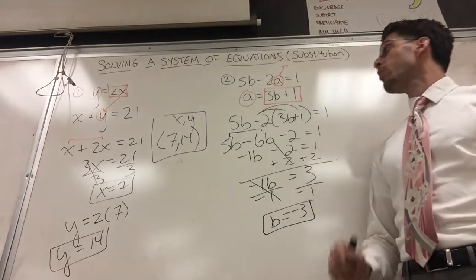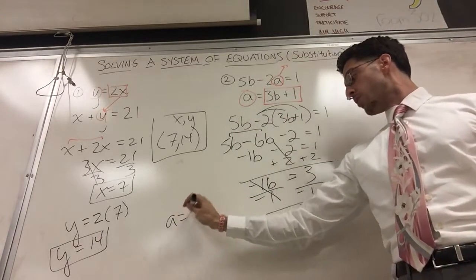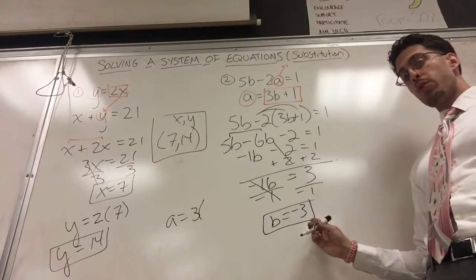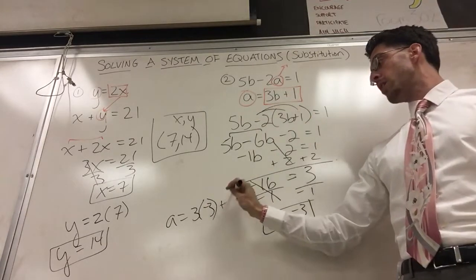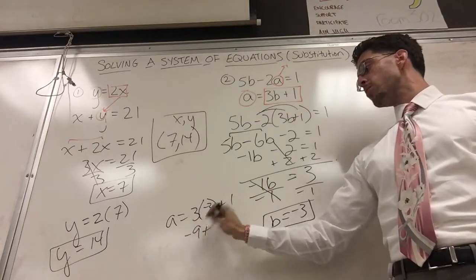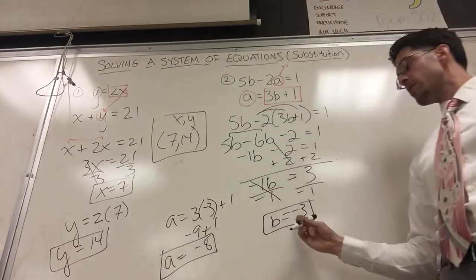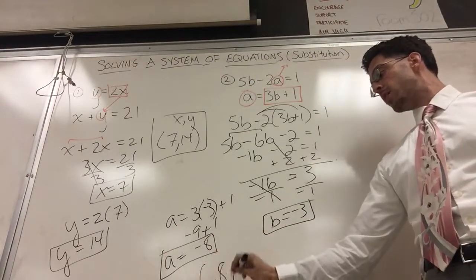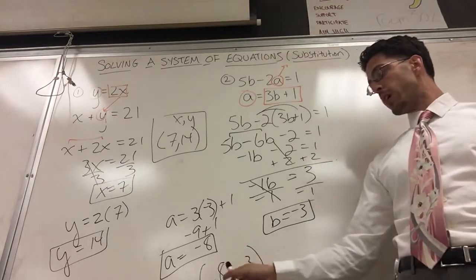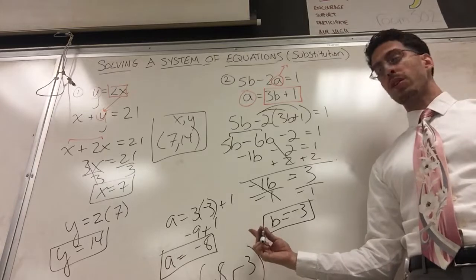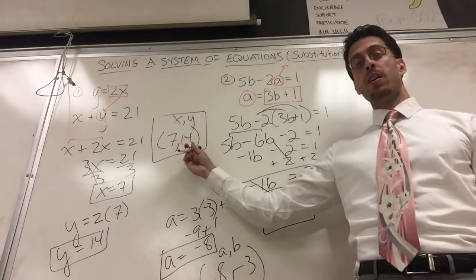Good? Don't forget, a equals 3b plus 1, so a equals 3 times the value of b, which is negative 3, plus 1. 3 times negative 3 is negative 9, plus 1 is negative 8, so a equals negative 8, and my answer is negative 8, comma, negative 3. I don't know if you saw my video where I explained when you get two answers like this, keep it in alphabetical order. So a goes first, and then b, just like x went first, and then y.